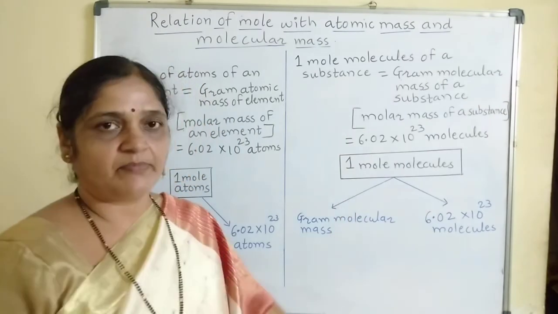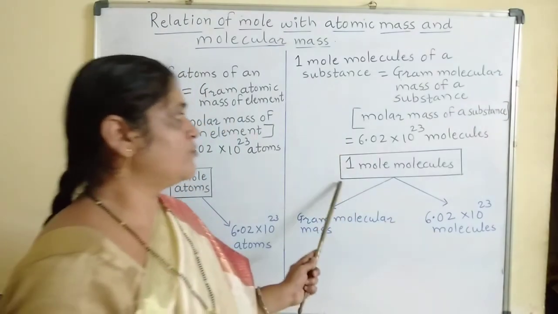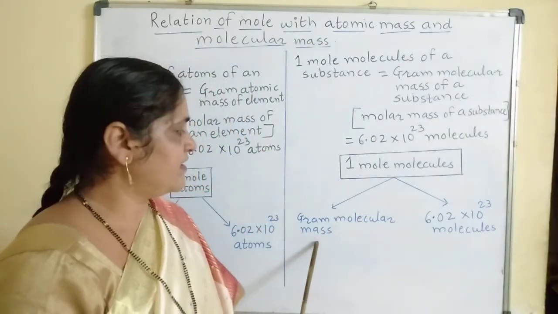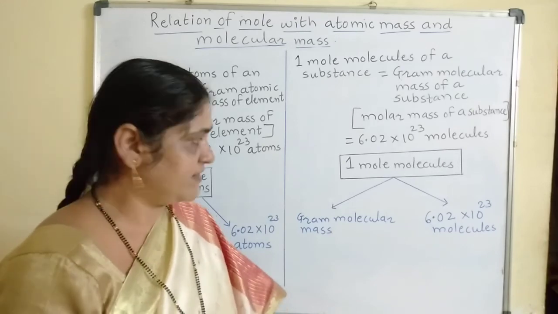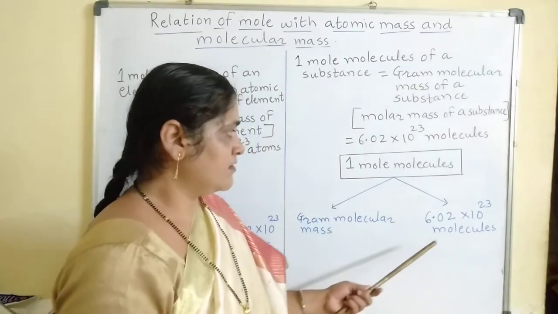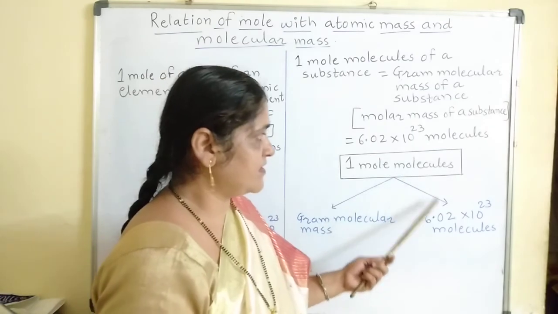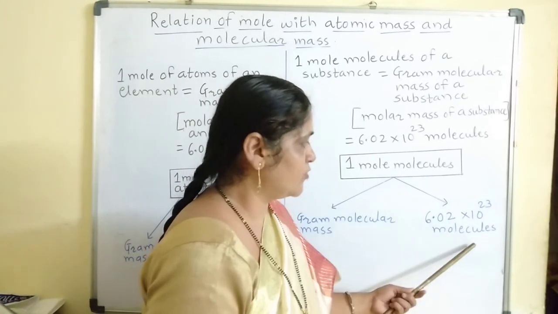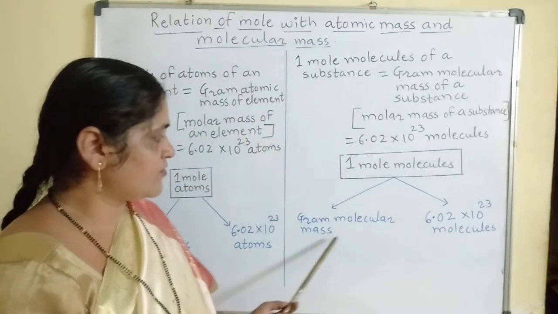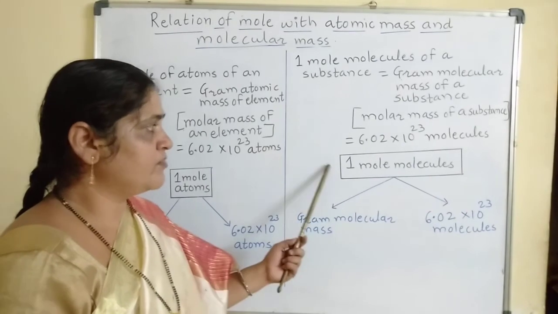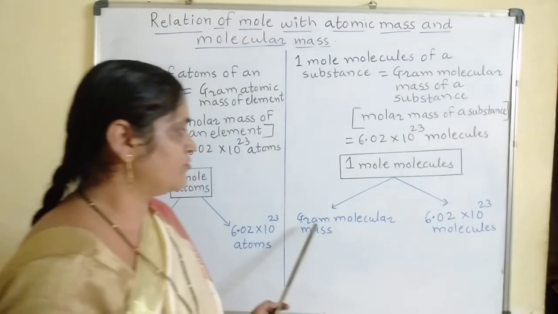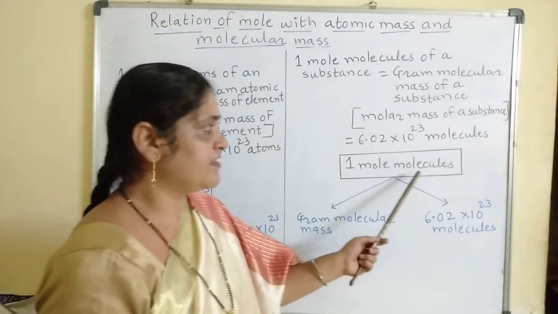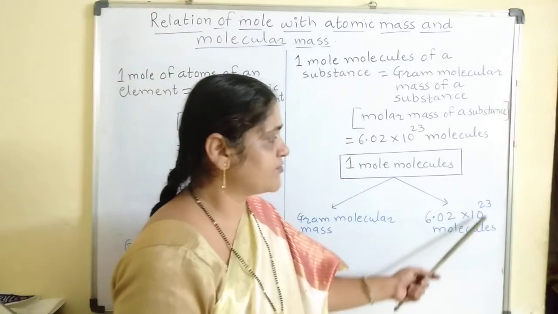If I consider the example of methane gas, then 1 mole of methane gas molecules is equal to the gram molecular mass of methane. Methane gas contains 6.02 × 10^23 molecules in 1 mole. Sorry students, the gram molecular mass of methane gas is 16 gram. So 1 mole of molecules of methane gas is equal to the gram molecular mass, that is 16 gram, and is equal to 6.02 × 10^23 molecules.